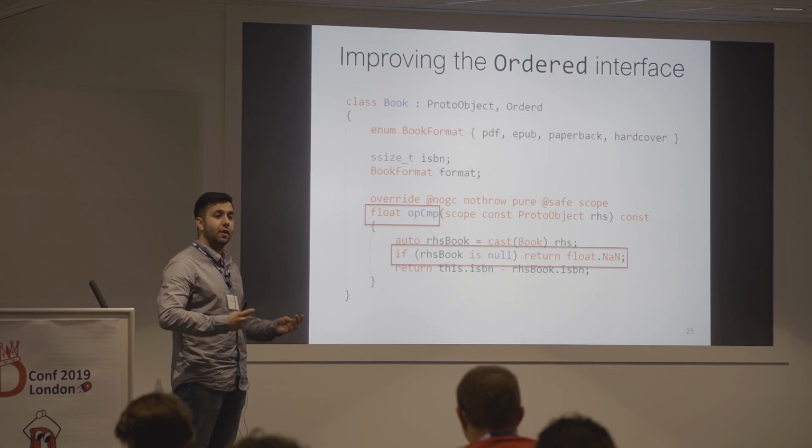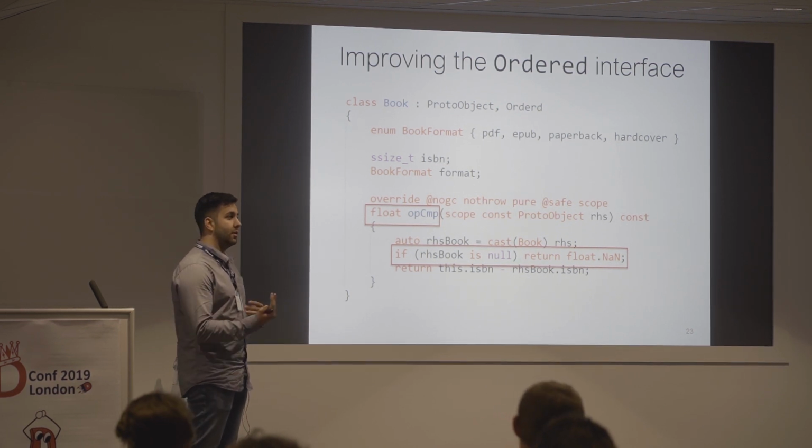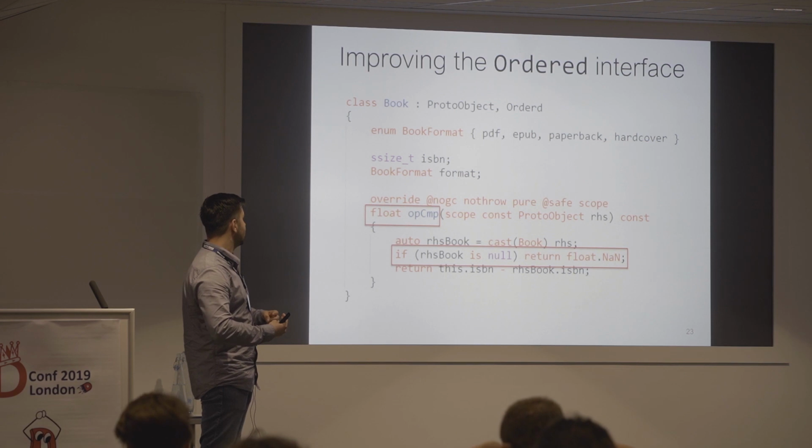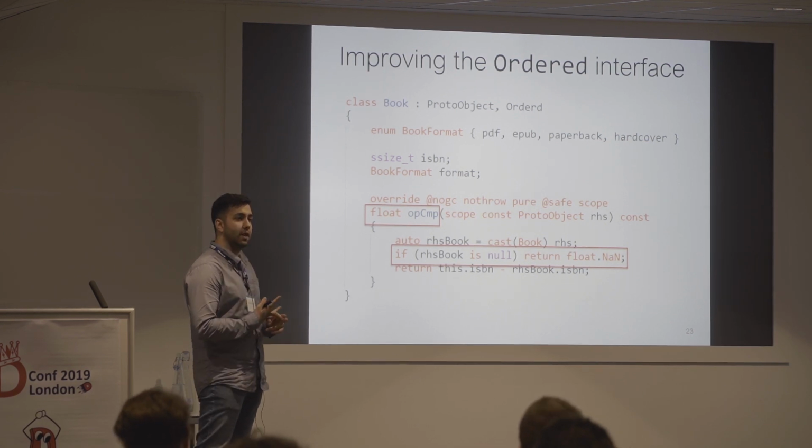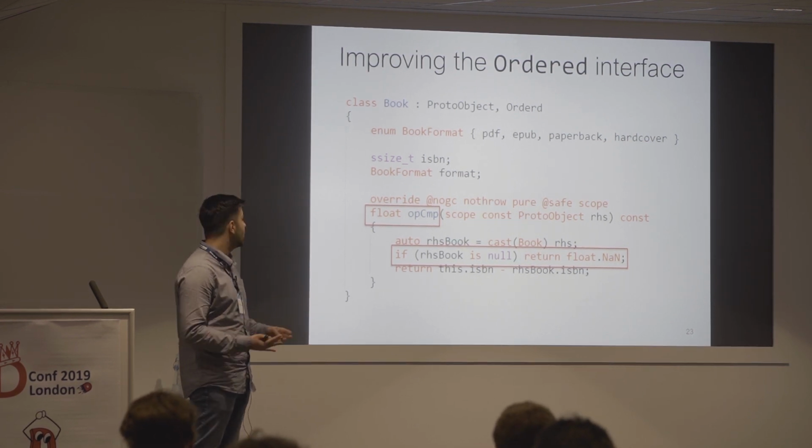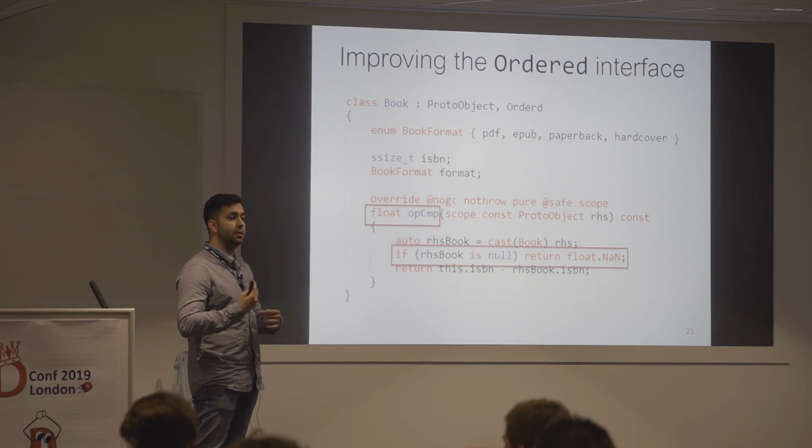So float here would provide us with another interesting feature, because you have two options. Either you throw an exception, like uncomparable types, or you could return not a number, and this gives you some extra information.